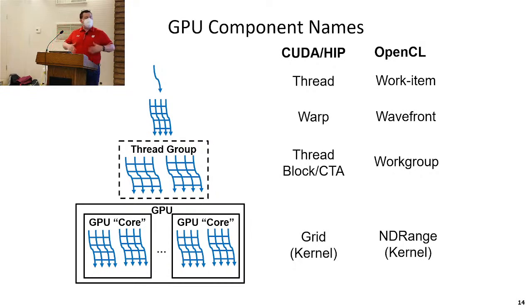And then finally, when we go across all of those thread groups that are running across all the cores in the GPU, NVIDIA calls that a grid. HIP also calls that a grid for a given kernel, and OpenCL calls that an ND range. So I'm going to try as best as possible to stick to this terminology, but I did want to point out up front that different companies refer to these with different terminology. Ultimately, they mean something very similar on the back end.